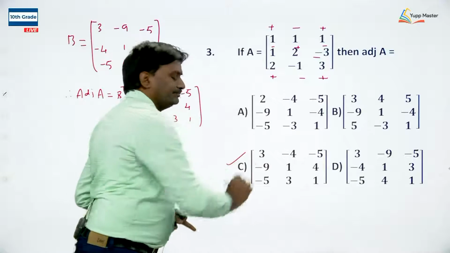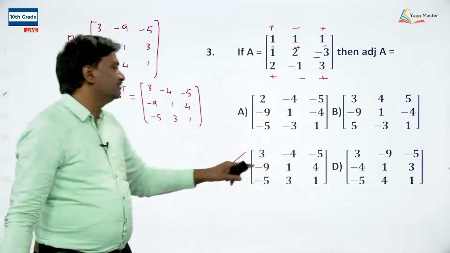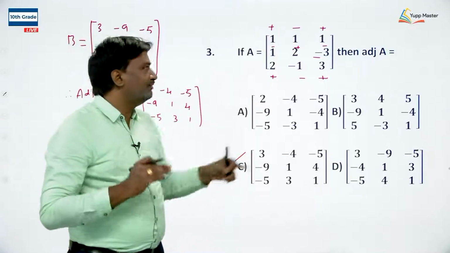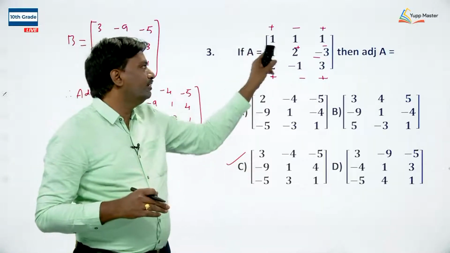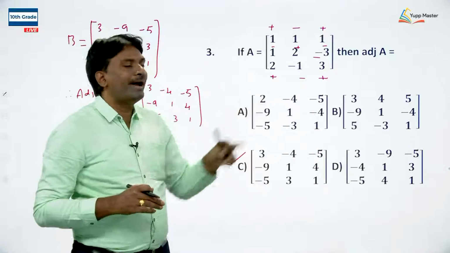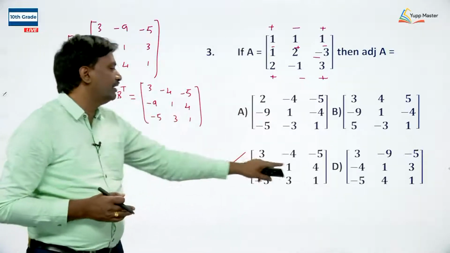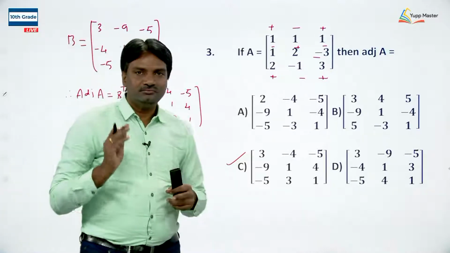So, option C. In option D we have 3 minus 9 minus 5, but here we have 3 minus 4 minus 5. So, for the given matrix A equal to 1 1 1, 1 2 minus 3, 2 minus 1 3, the adjoint is 3 minus 4 minus 5, minus 9 1 4, minus 5 3 1.